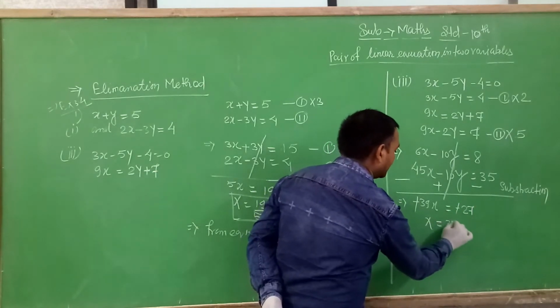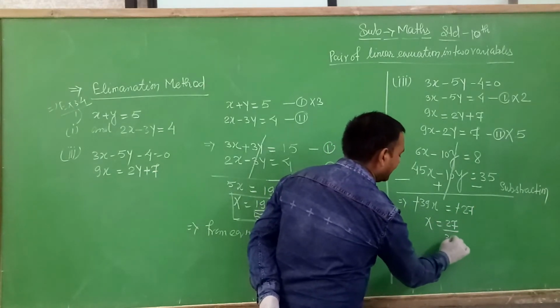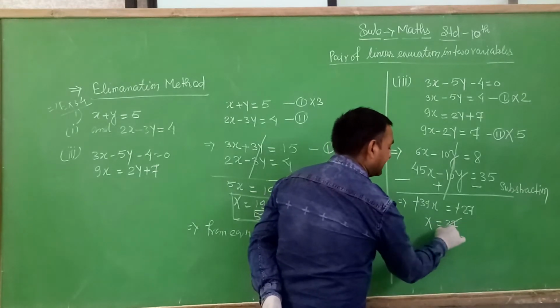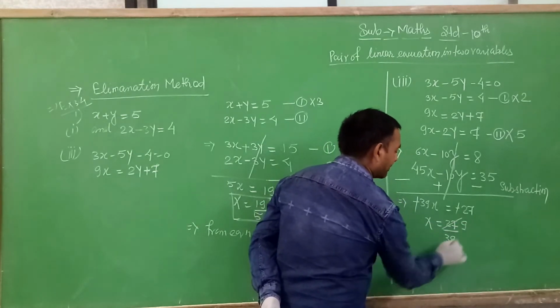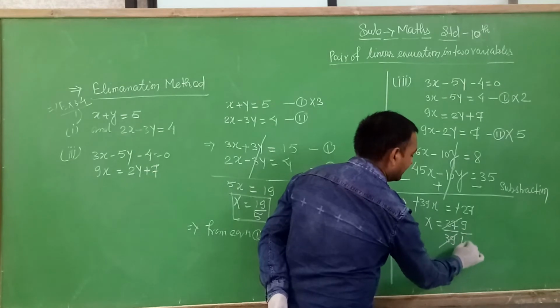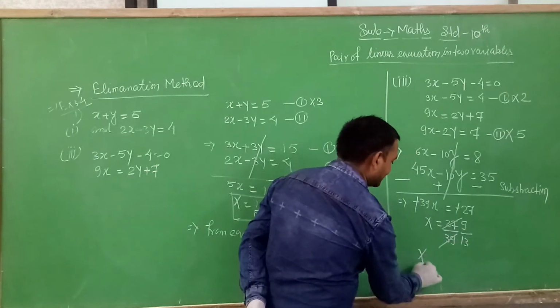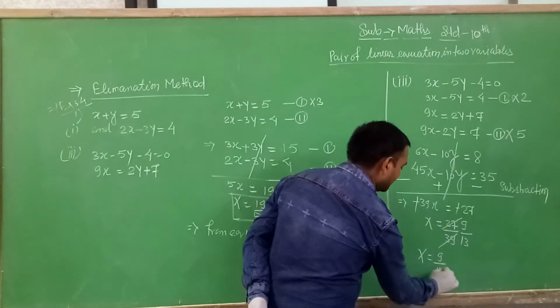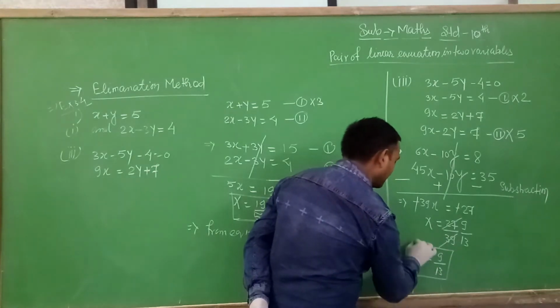x is equal to 27 upon 39. 3 nines are 27, and 13 threes are 39. So x is equal to 9 upon 13. This is the value of x.